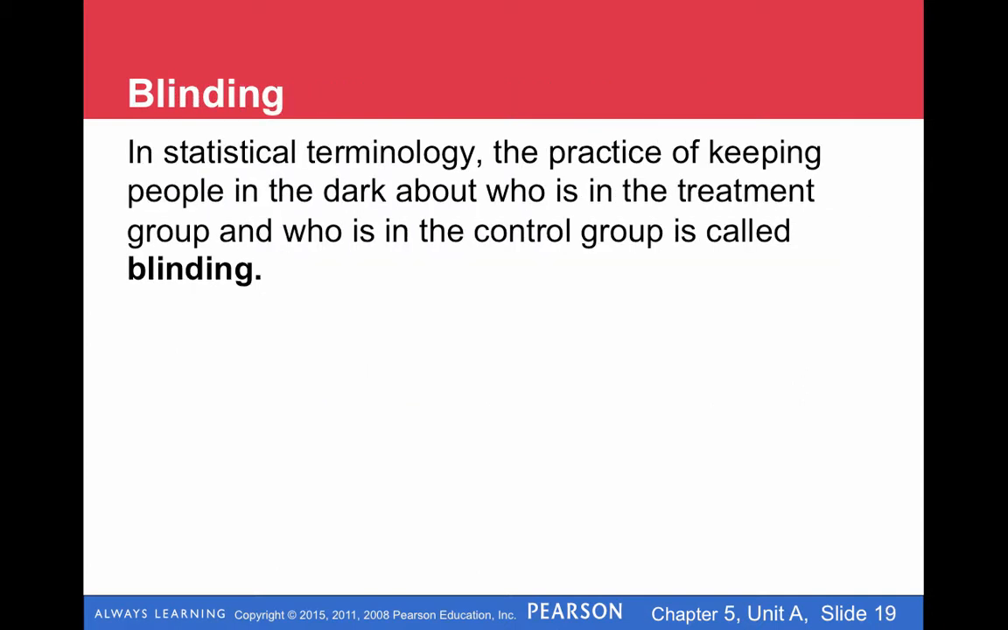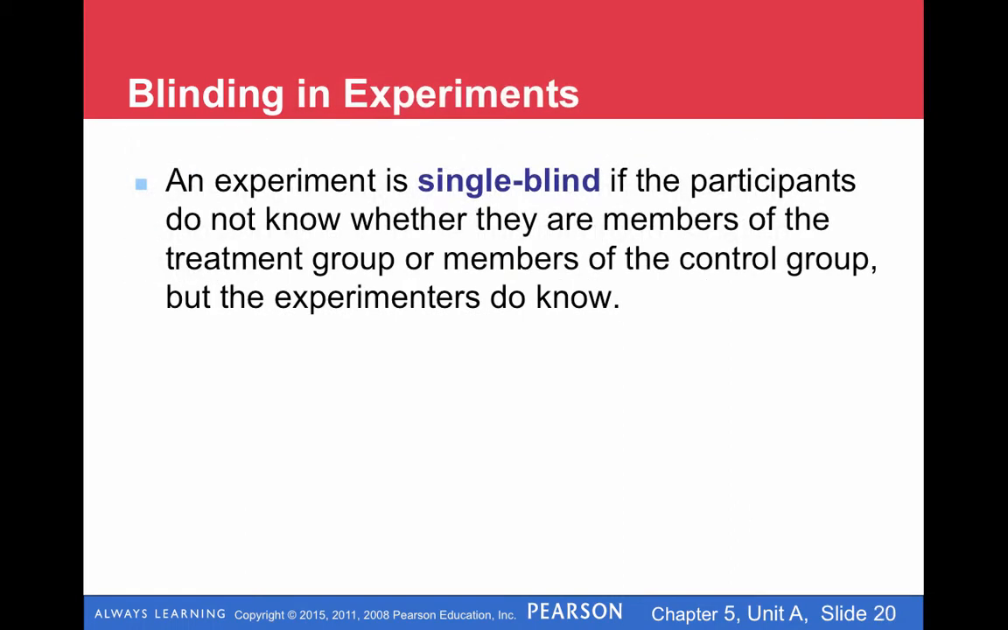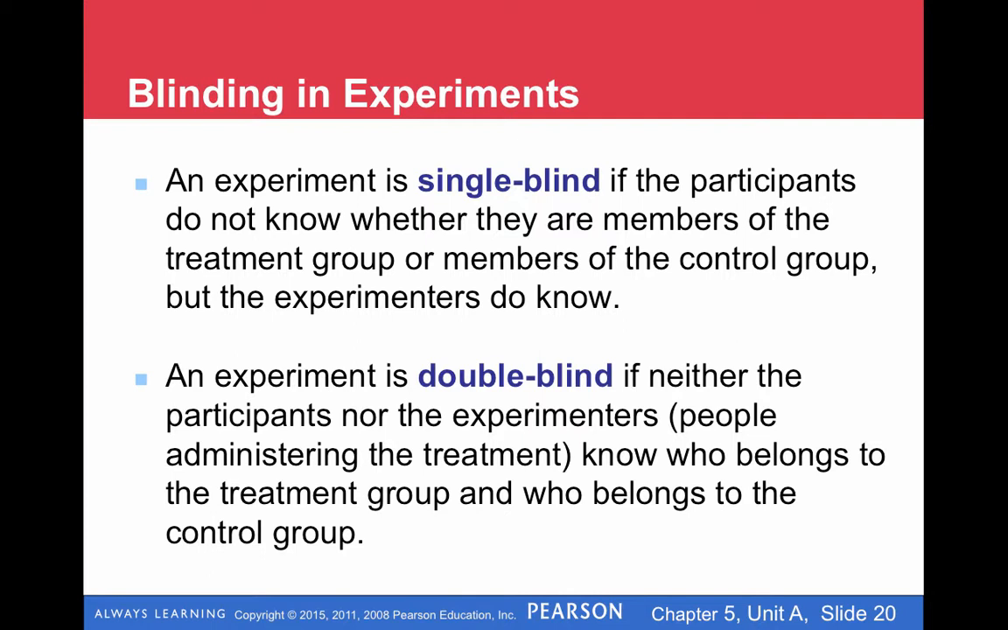So in statistical terminology, the practice of keeping people in the dark about who is in the treatment group and who is in the control group is called blinding. An experiment is single-blinded if the participants do not know whether they are members of the treatment group or members of the control group, but the experimenters do know. And in a double-blind experiment, neither the experimenters nor the people receiving the treatment or control know who they're in.